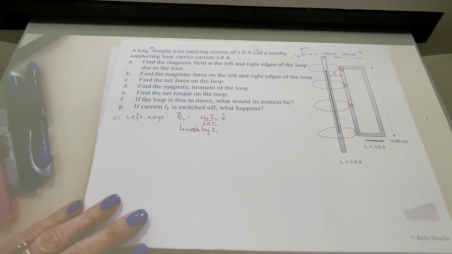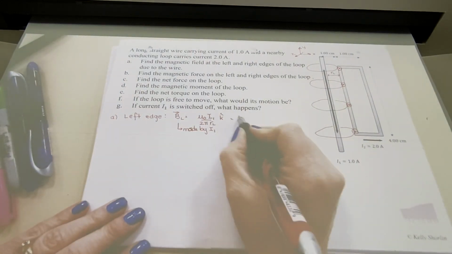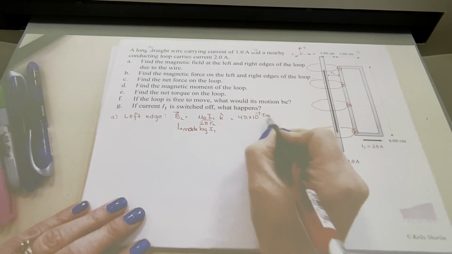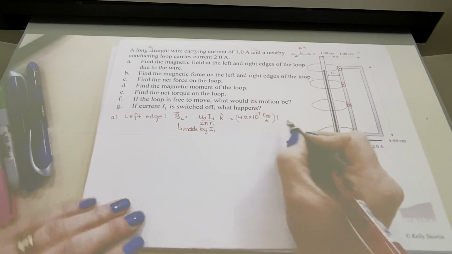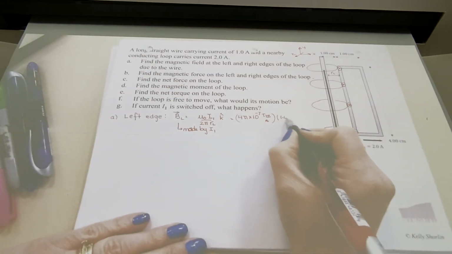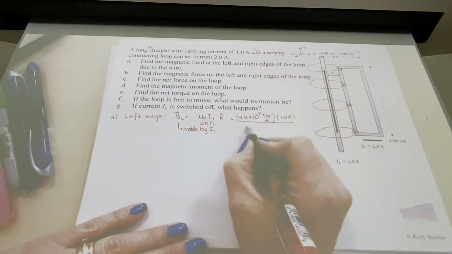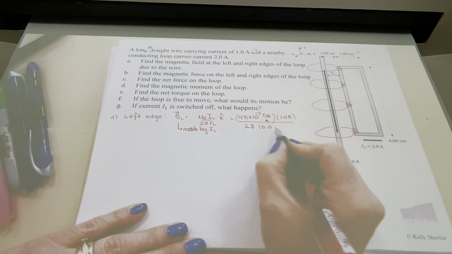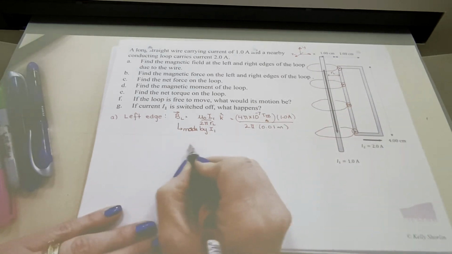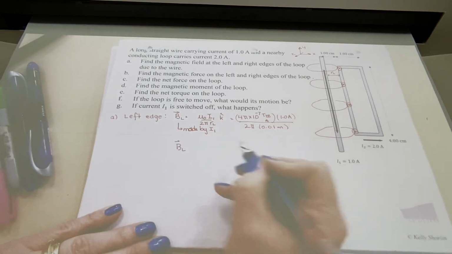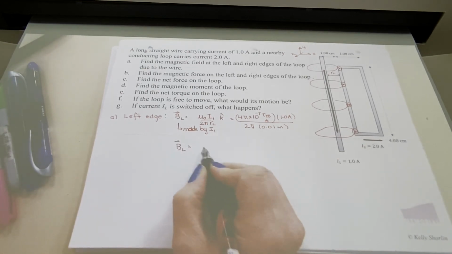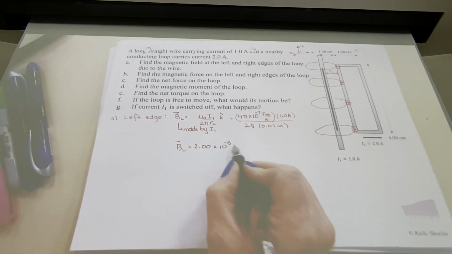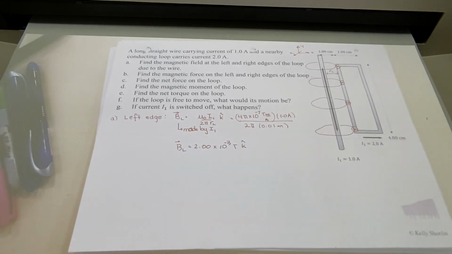We can put our numbers in here. 4 pi times 10 to the minus 7 Tesla meters over amps times I1, that's 1 amp, divided by 2 times pi times the distance from here to here, that's 1 centimeter, 0.01 meters. And the magnetic field at the left edge of the loop is equal to 2 times 10 to the minus 3 Teslas, and it points out of the page, so K hat.